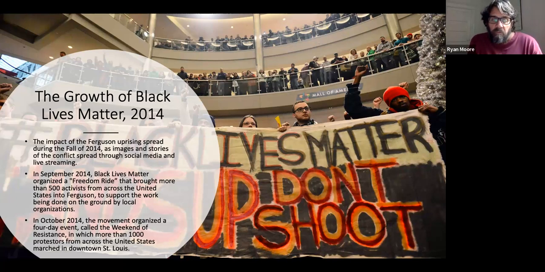In October 2014, the movement organizes a 4-day event called the Weekend of Resistance, in which 1,000 protesters from across the United States marched in downtown St. Louis. So just a sense here again that this movement is really beginning to grow and expand, and local chapters are starting to organize, and you have this kind of decentralized network of different groups that are sprouting up in cities all across the country.